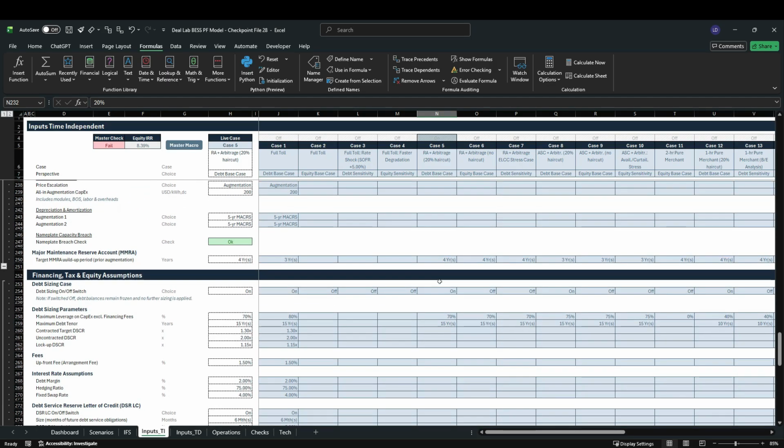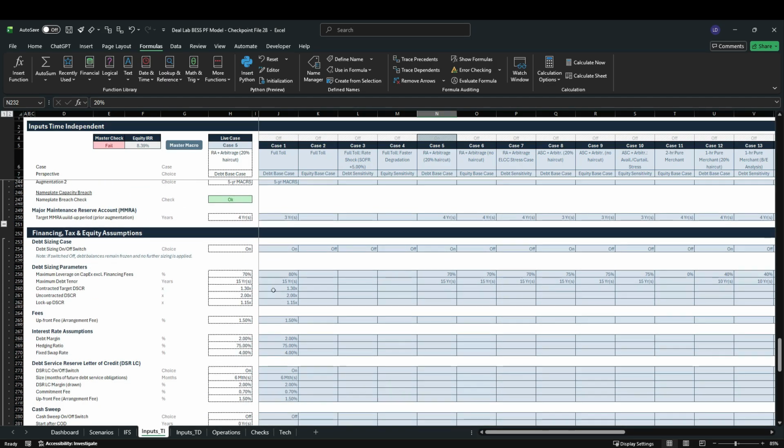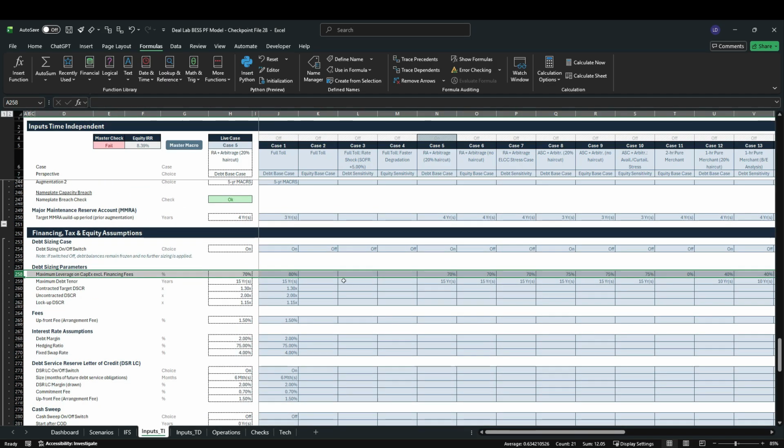Then we can move on to the financing section, where you will notice that our maximum leverage now only sits at 70%, and our tenor is still 15 years.